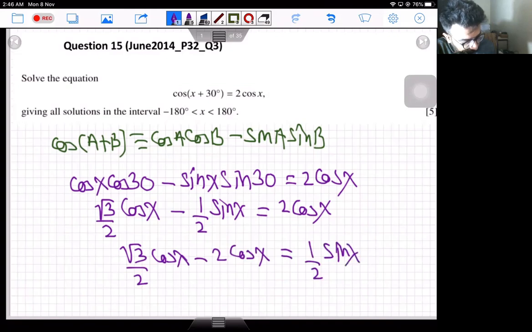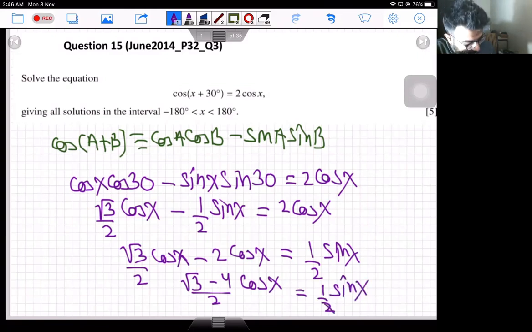Now we can simplify the left hand side of the equation. Root 3 over 2 minus 2 is root 3 minus 4, completely divided by 2. This is multiplied by cos x. Basically, root 3 minus 4 over 2 is the coefficient of cos x, and here we have half sin x on the other side. So the 2 and 2 cancel out.